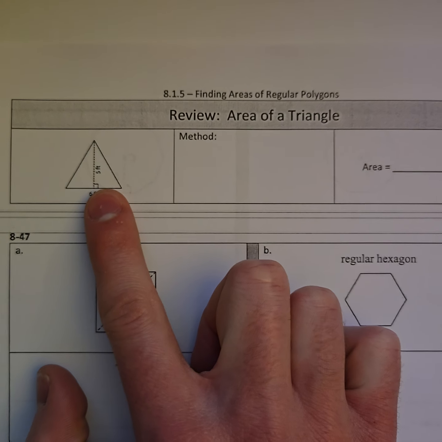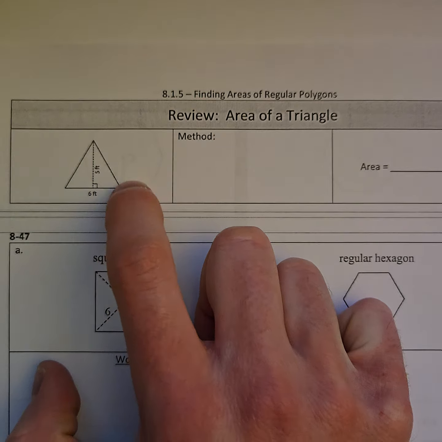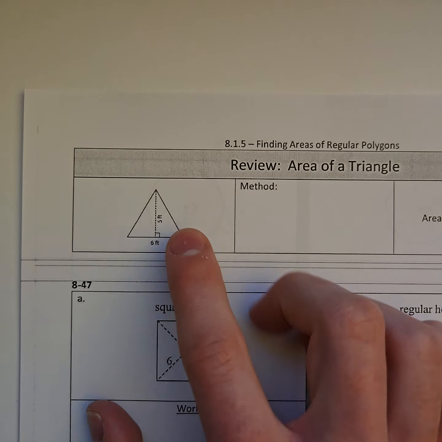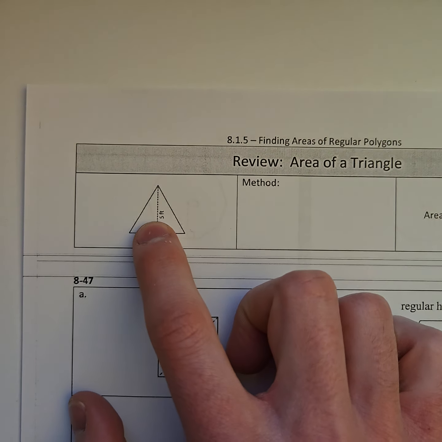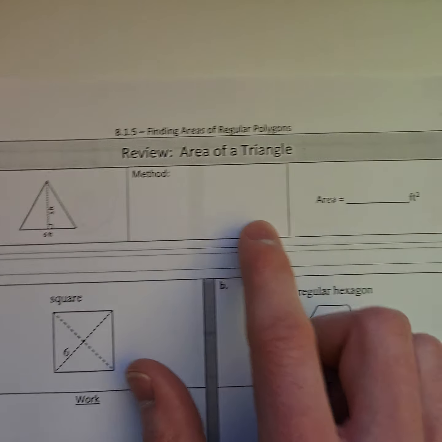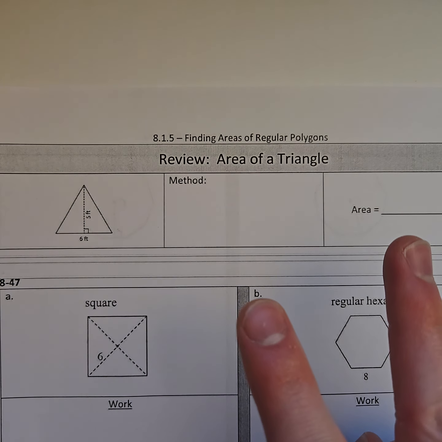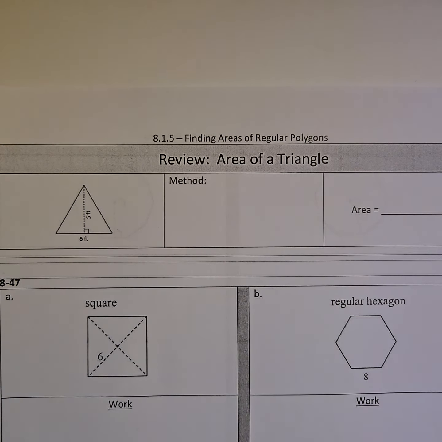I want you guys to take 2 minutes here. Find the area of this triangle. You guys should know how to do this. Find the area of that triangle. Write down your method. Write down the area. You got 2 minutes. Pause the video. Go.